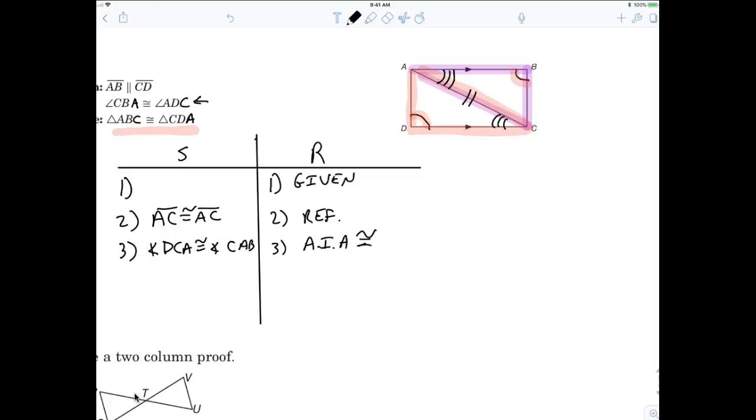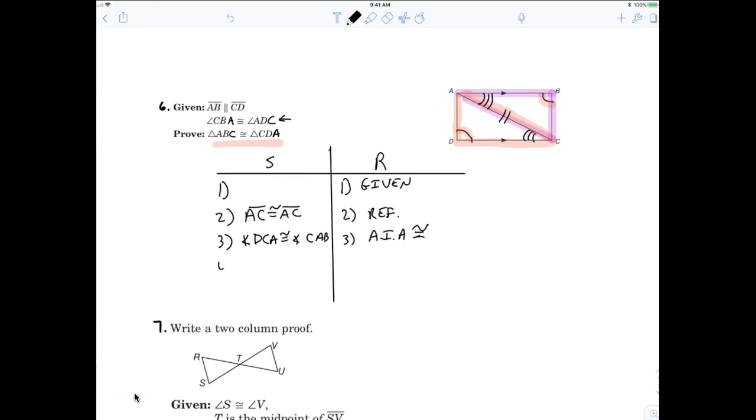Okay, so now we can say what? Triangle ABC, CBA, angle, side, angle, right? Remember, the side is not between the two angles. Isaac, you with me on that? All right, minor mistake, but still okay.